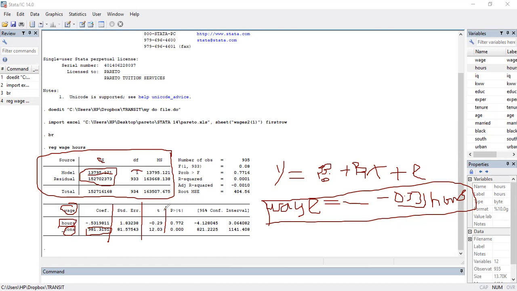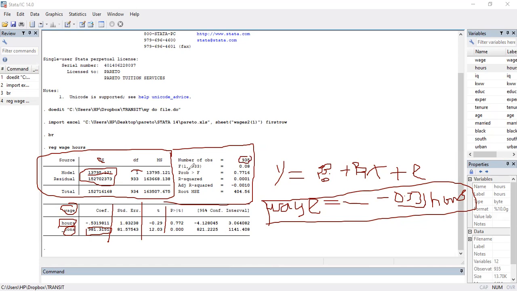Now we'll use the multiple regression model to do the explanation, but I just wanted you to have a fair idea of what the regression is about. When you come to this side, it reports the number of observations. So this data has 935 observations. And then the second one is the F statistic.